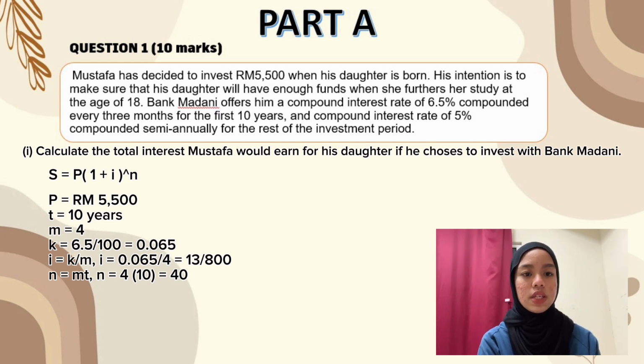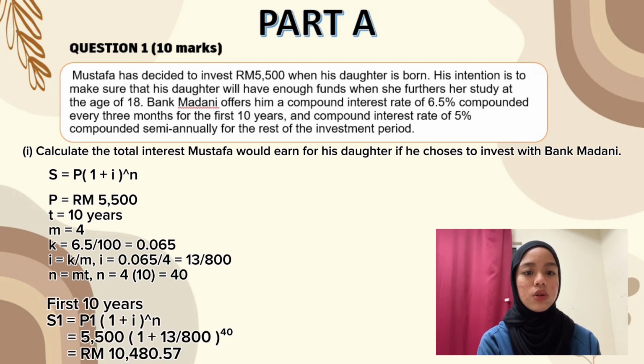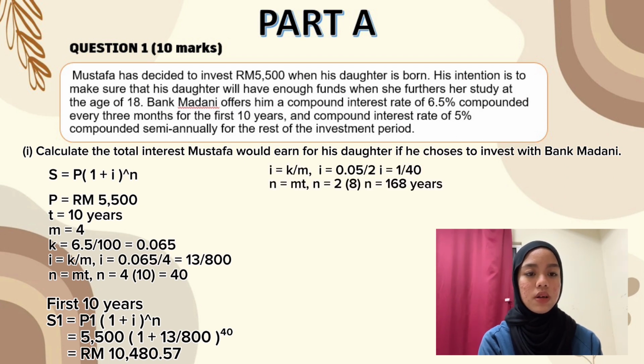So for the first 10 years, S1 equal to 5,500 open bracket 1 plus 13 over 800 close bracket power of 40. So the answer is 10,480.57. For the next 8 years, we need to find S2 by using the previous S.